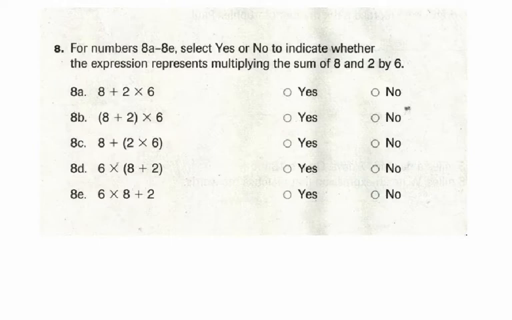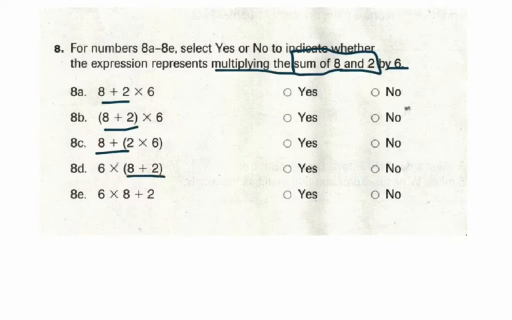Go ahead and unpack these problems and match your solutions. So I've identified the key terms. The first part is you're looking for an expression that has the sum of 8 and 2. And you can see here that that is the sum of 8 and 2. That is the sum of 8 and 2. That is not the sum of 8 and 2 because you have to do the parentheses first. That is the sum of 8 and 2. And that is not the sum of 8 and 2 because you have to do multiplication first.